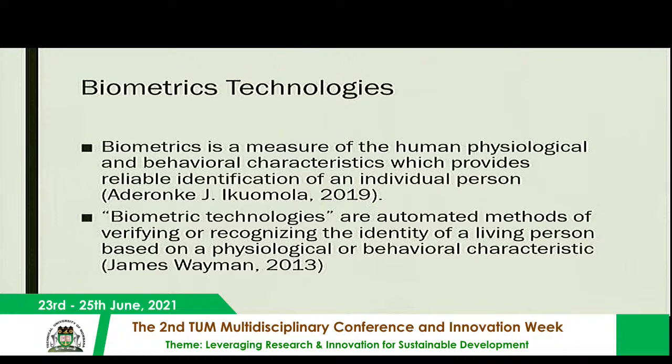We first look at some biometrics technologies that have been researched. Aderonke has suggested and defined that biometrics is a measure of the human physiological and behavioral characteristics which provides reliable identification of an individual person. Those are the definitions first.